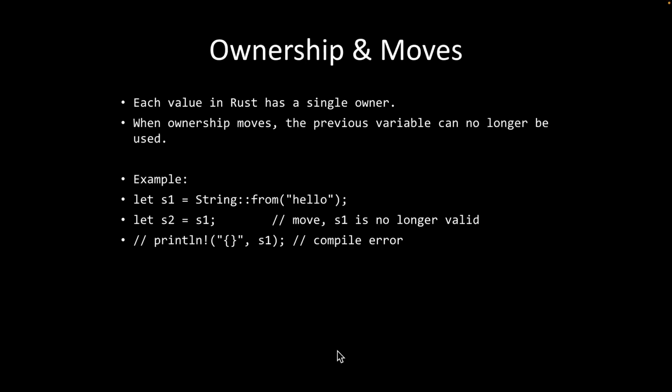So when we do s2 = s1, s1 is no longer valid because it is moved into the s2 variable. So if you try to print s1, it will result in a compile error. It is very important to watch out for this type of compiler error, which is mainly done by the borrow checker.